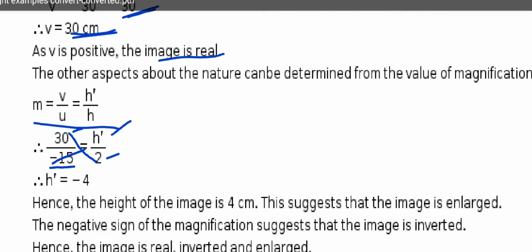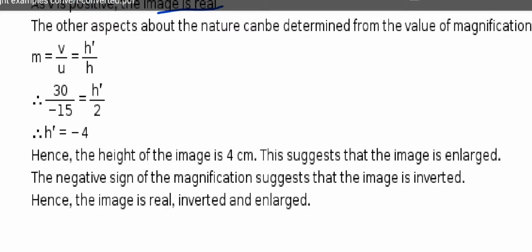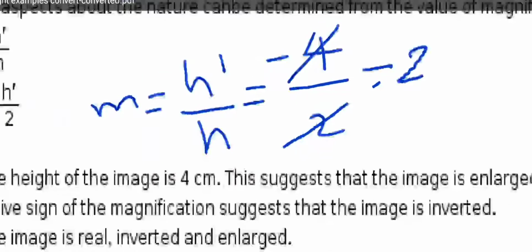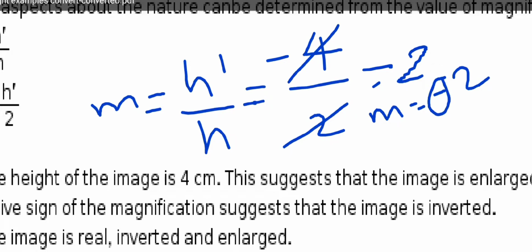So cross multiply: 15 ones are 15, twos are, 2 twos are 4, that is h prime is equal to minus 4. The minus indicates the image is below and perpendicular to the principal axis, so it is inverted. And since we have to find the magnification, m is equal to h prime by h. So h prime is how much? Minus 4. H is how much? 2. 2 ones are 2, twos are, so minus 2. So magnification is minus 2. So minus indicates it is real and inverted.